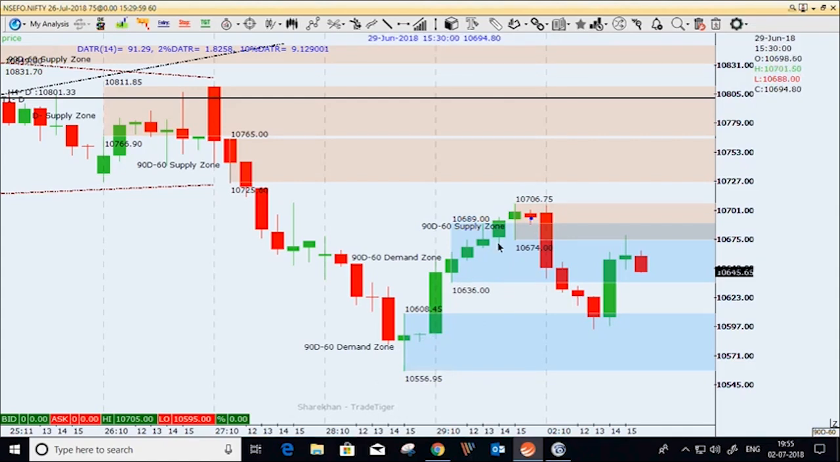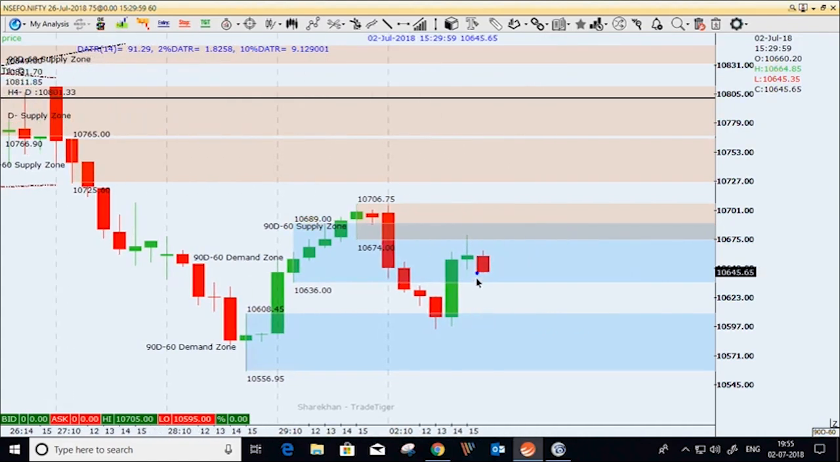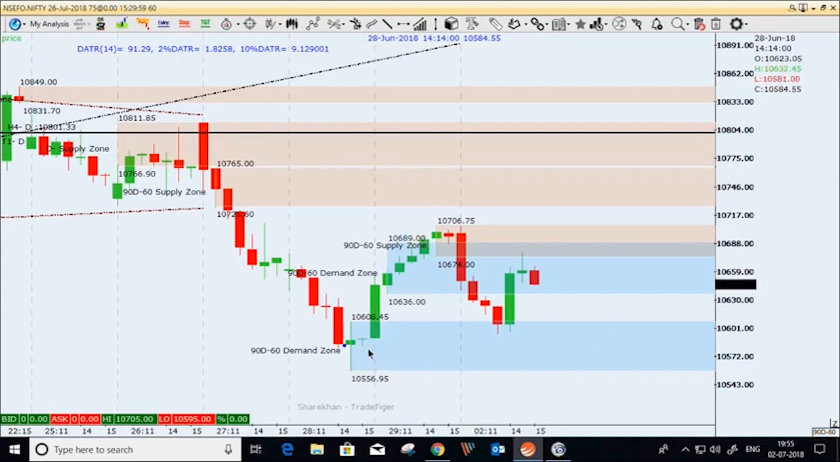These two reverse zones. One is a supply reverse zone. One is a demand reverse zone, and price is moving inside that. So our expectation will be price will move inside this for maybe another 1 or 2 days.